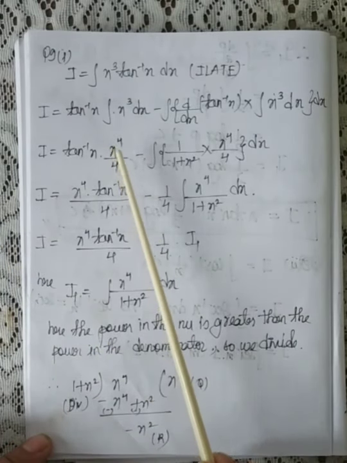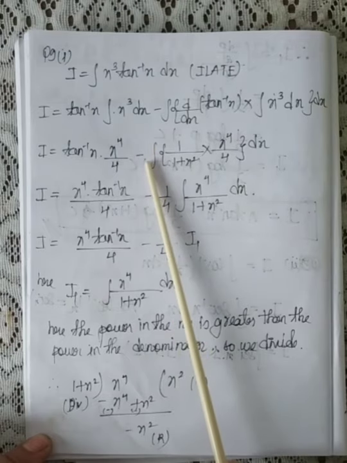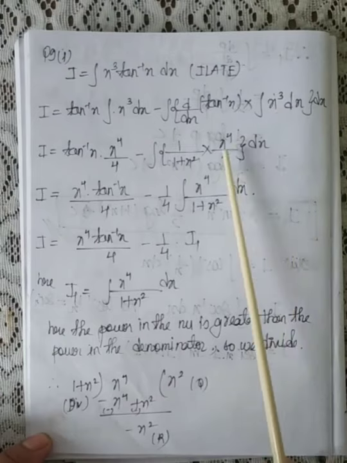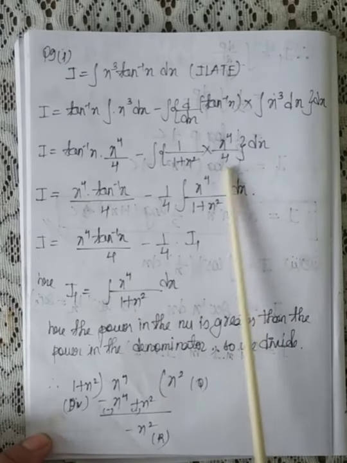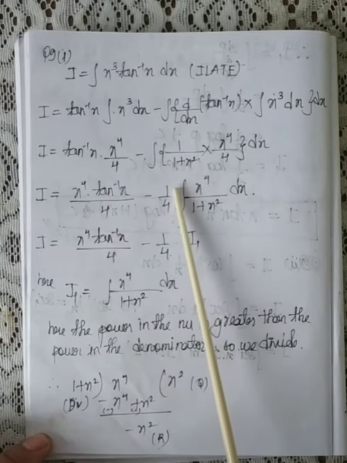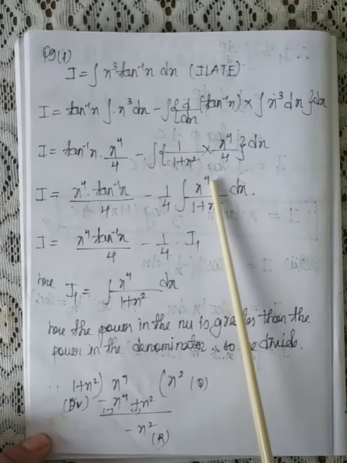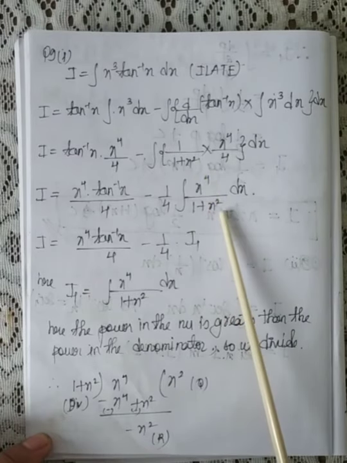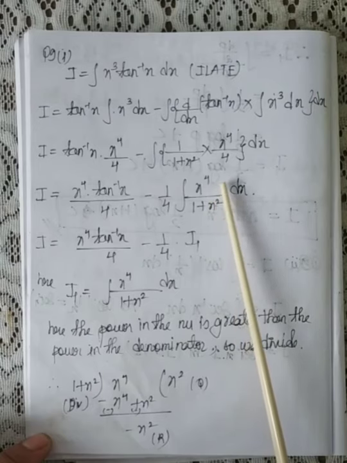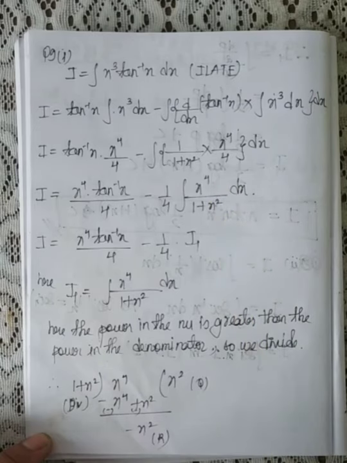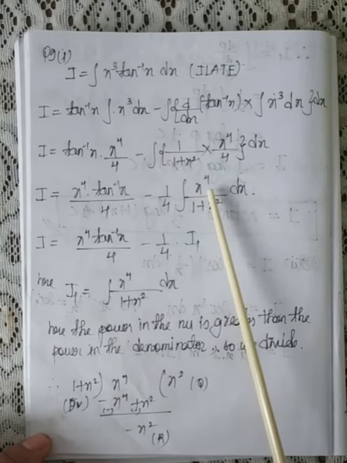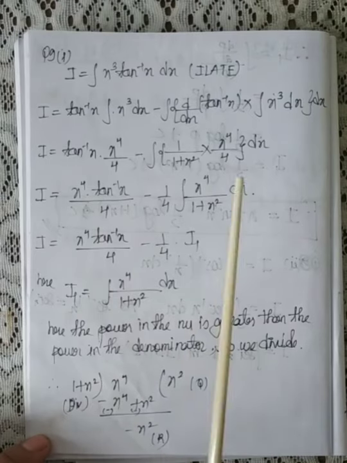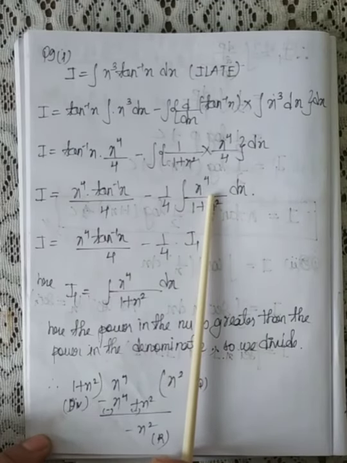Integration of x cube is x to the power 4 by 4, minus integration of differentiation of tan inverse x, 1 by 1 plus x square, into integration of x cube, x to the power 4 by 4. So hence I get this step. Now I can see out here in this integral, the power in the numerator is greater than the power in the denominator. In the previous one it was smaller. If the power in the numerator is smaller, substitution; if it is greater, we have to divide; and if it is equal, make the numerator as the denominator, right? So here the power is greater, so we'll divide it.